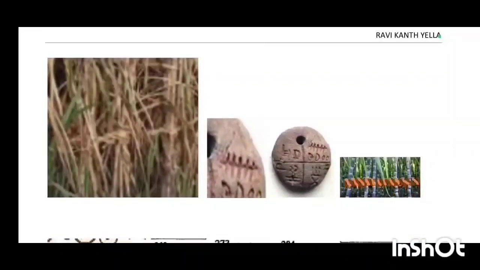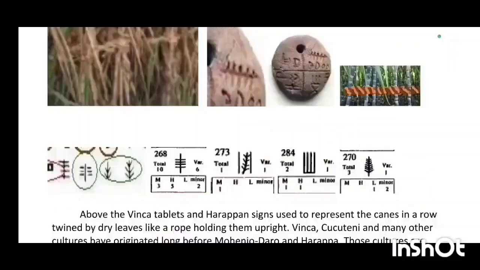Here we can see in this photograph, sugar canes are bound by dry leaves to one another so that they do not fall helter-skelter. On these Vinca tablets, we can see the same symbol of the same process of cane binding. The sign number 268 of Indus Valley civilization is also the same as on Vinca tablets. These Vinca tablets and Indus Valley civilization are 3000 years apart from one another.